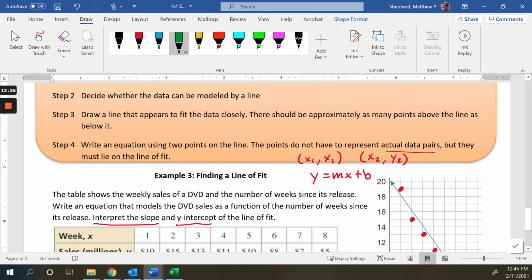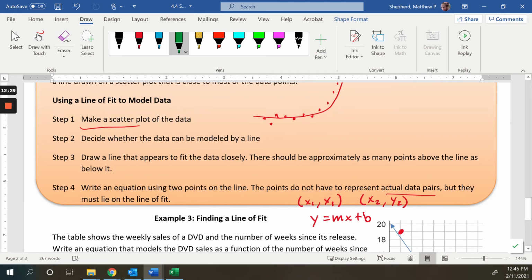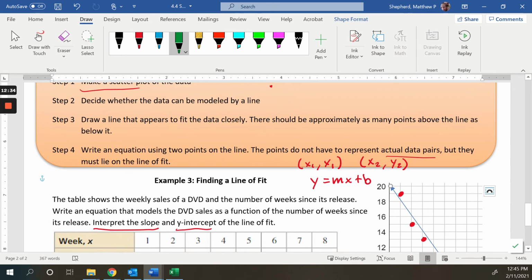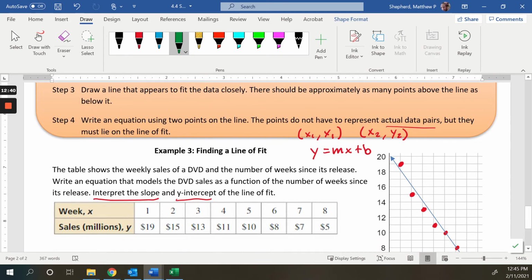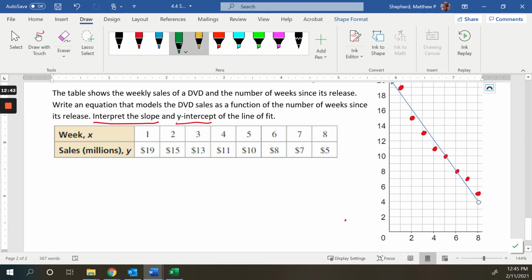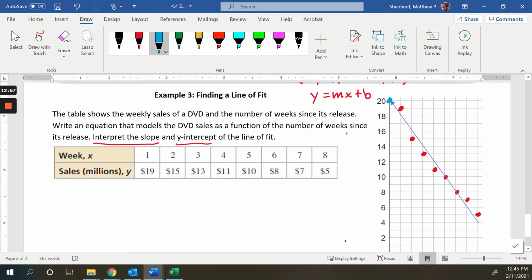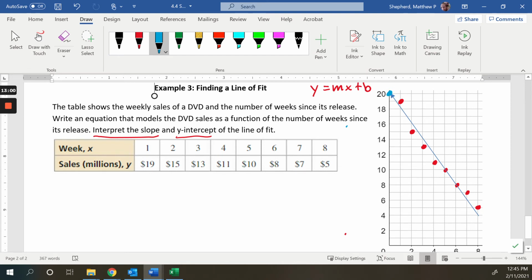The next step is we want to decide, well, we should have decided, could it be modeled by a line? It looked like it lined up, yes. Then I drew my line. Now I want to write an equation using two points. Now I'm going to go ahead and draw on top of my line two points that I can use to calculate my slope. So I'm going to use this point right here. And now let's just get one more point that looks like it crosses really well. I think it looks like it crosses really well right there.